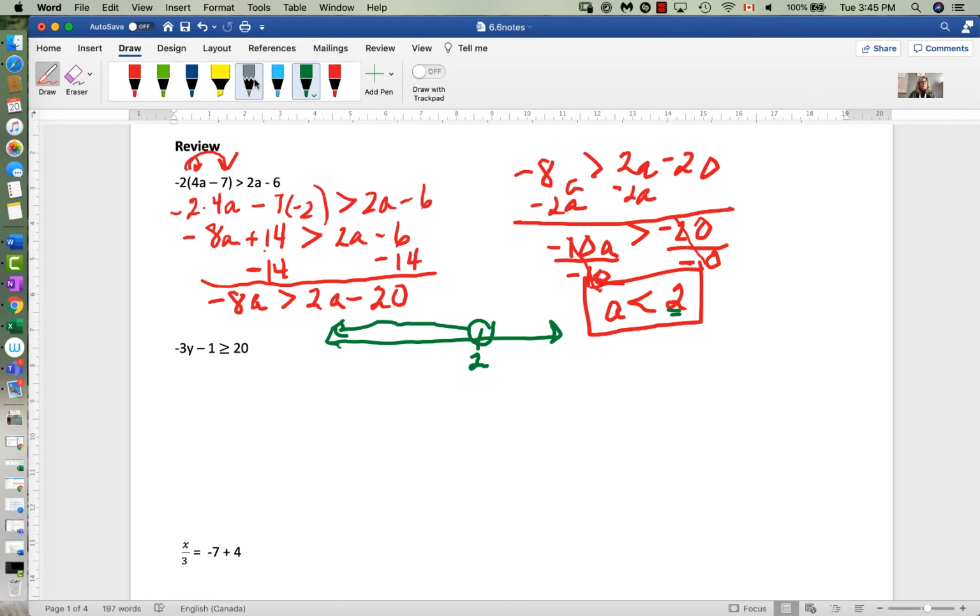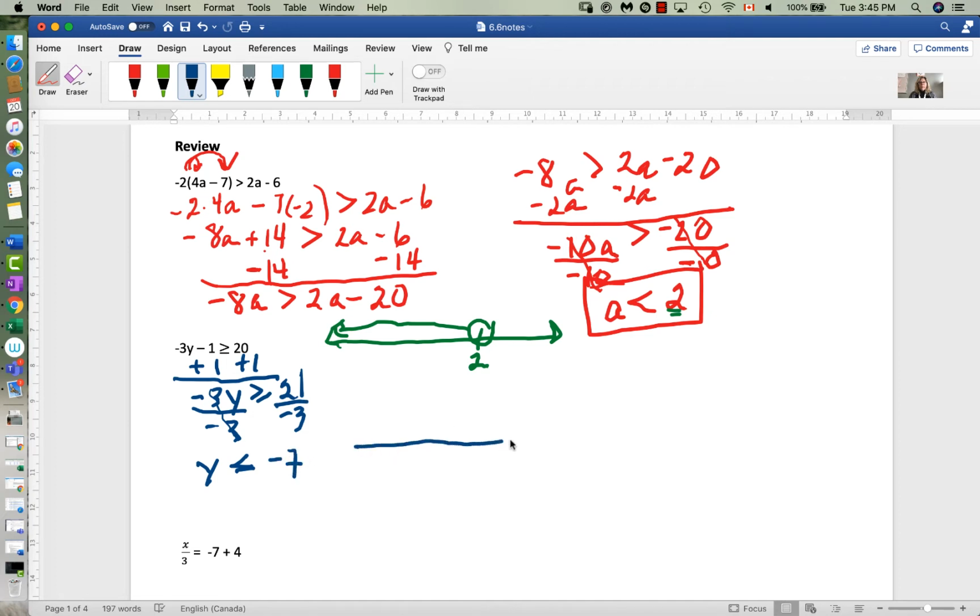Okay, let's try another one here. Negative 3y minus 1 is greater than or equal to 20. Why don't we add 1 to both sides? Then you have minus 3y is greater than or equal to 21. Then we divide by minus 3, or you could say we're multiplying by negative 1/3. So that goes away, and that means y, and we flip the sign, so it's less than or equal to 21 over minus 3, which is minus 7.